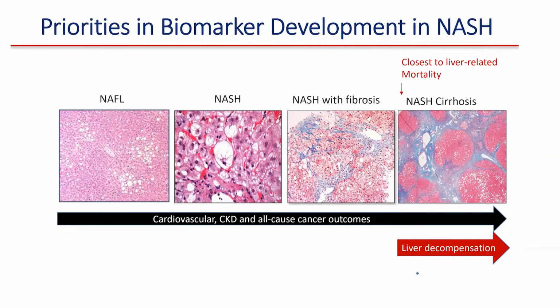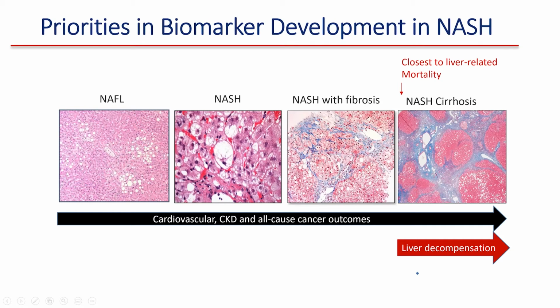This is another way of looking at the same issue that I just mentioned on the slide before. If we look at the spectrum of liver disease, we start with fatty liver, then we have NASH, then NASH with some advanced fibrosis, and that fibrosis can then progress to cirrhosis. The one that's closest to liver-related events is NASH cirrhosis. Hence, most of the biomarker development aims to identify patients at this point.